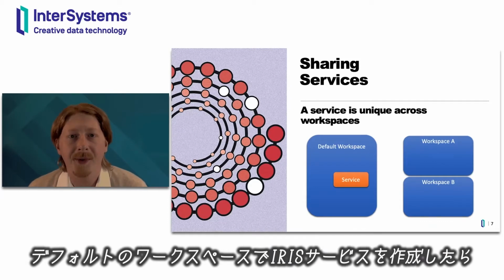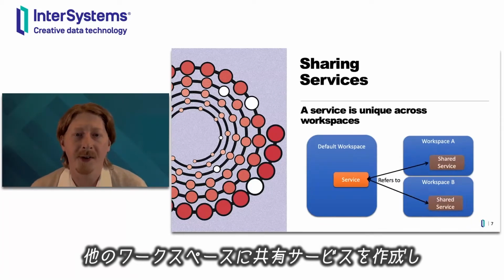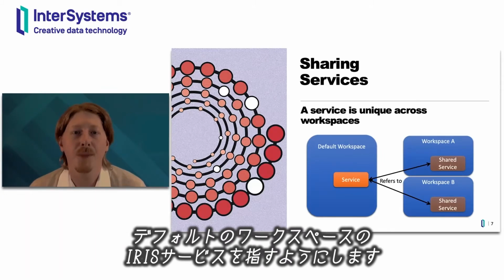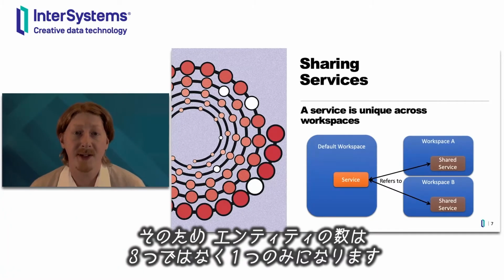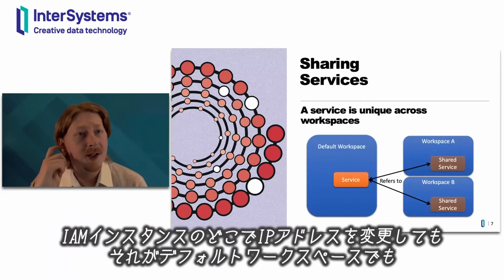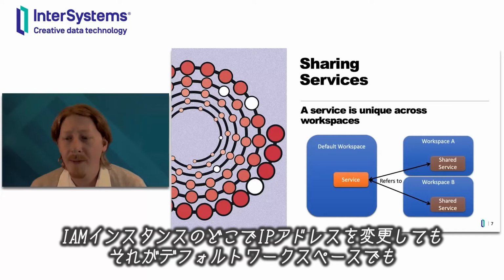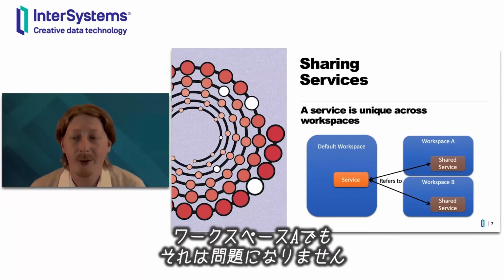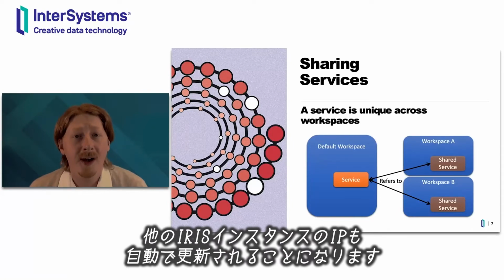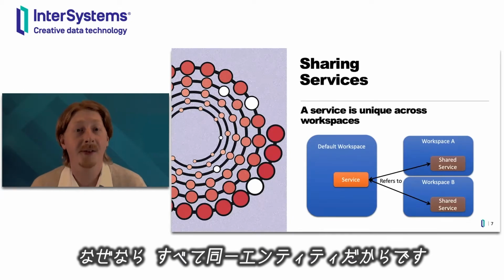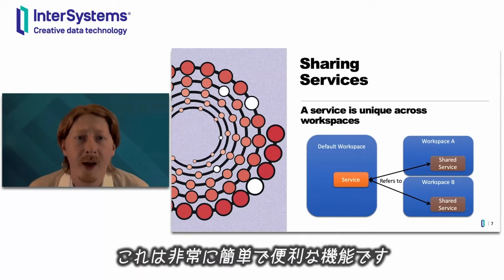So you're creating your Iris service in the default workspace, and then you can create a shared service in the other workspaces that basically point to the Iris service in the default workspace. So basically it's just one entity, it's not three separate entities. So if I change the IP address anywhere in my IAM instance, in the default workspace or in workspace A, it doesn't matter. All the other occurrences of my Iris instance are going to be updated automatically because it is the same entity. And that makes your life also so much easier. So always have that in mind.